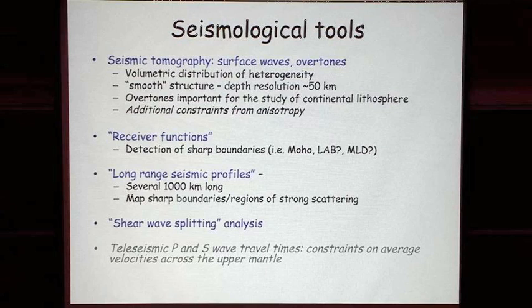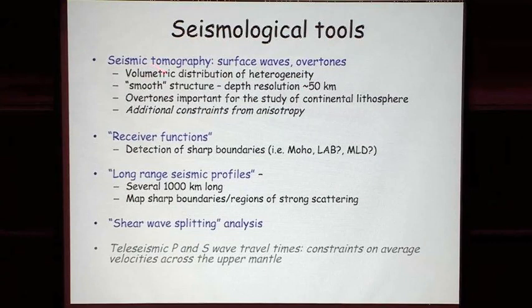So we've already seen that seismic tomography, surface waves, and overtones of surface waves are essential to study the upper mantle because they provide the resolution, both lateral and depth resolution that you need at these depths. However, they provide information on volumetric distribution of heterogeneity and the relatively large scale, smooth type of heterogeneity. The depth resolution is good, but it's not necessarily what we need. It's on the order of 50 kilometers, roughly.